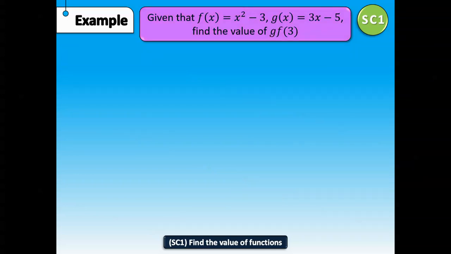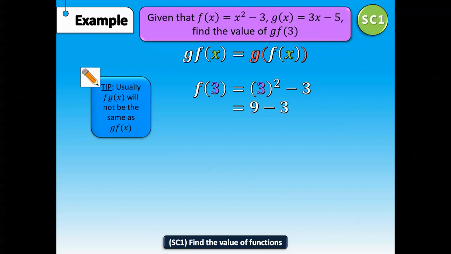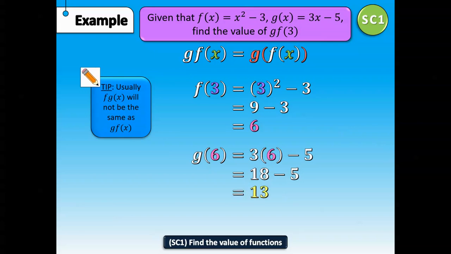Here's another example. This time we want to find the value of g of f of 3. So this means we need to substitute 3 into f of x first. So 3 squared is 9. Then we take away 3, which is 6. Then we're going to substitute that 6 into g of x. So 3 times 6 is 18. Take away 5 is 13. So our answer is 13.